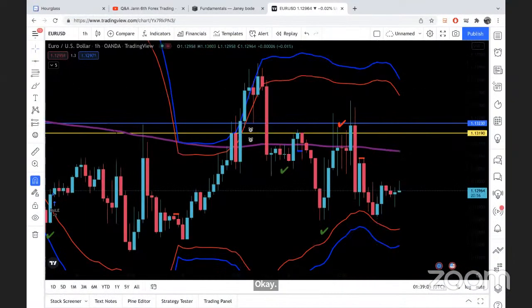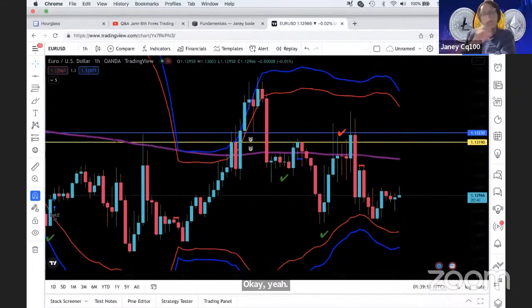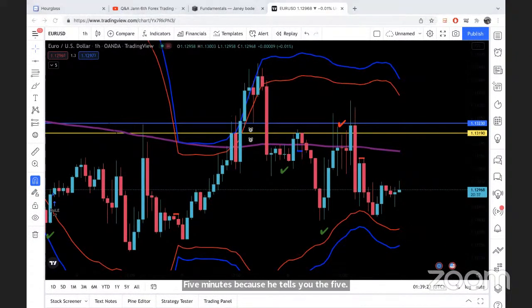Then when it comes and this is a put, you're going to go in and hit the red button in your broker. For 5 minutes, because it tells you here M5. So when are you going to start counting 5 minutes?